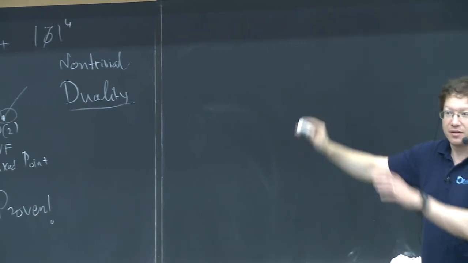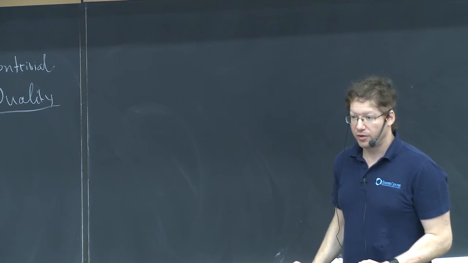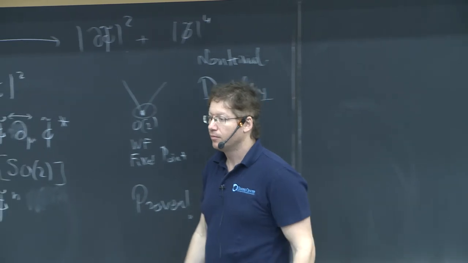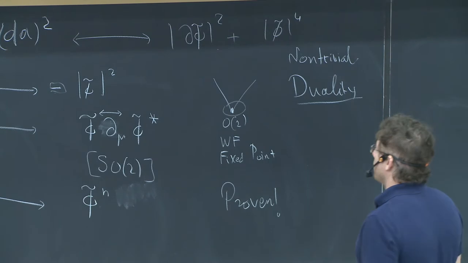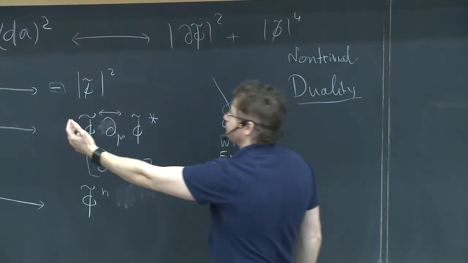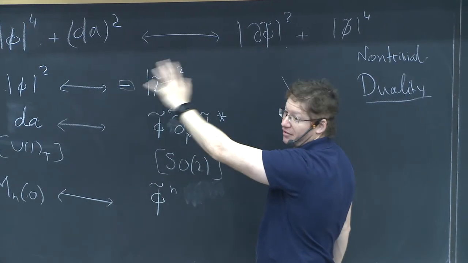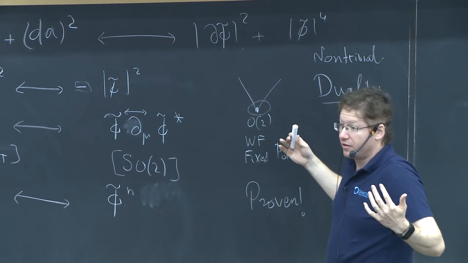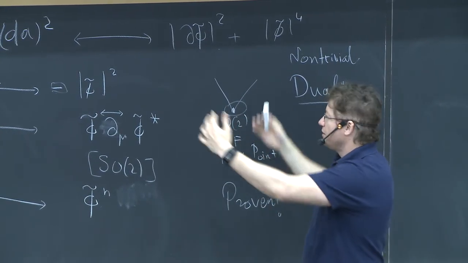Okay? Is the dictionary and dynamics of both of these models okay? Because now we're going to do something more interesting. I'm going to complicate it a little bit. Yeah, so these two models flow to the same fixed point. So when I write this arrow, what does it mean? I don't mean that these are the same models. If you did perturbation theory around the ultraviolet, they're obviously very different. This is a scalar field, and this has a gauge field plus scalar. So they're not the same. But they flow to the same fixed point.